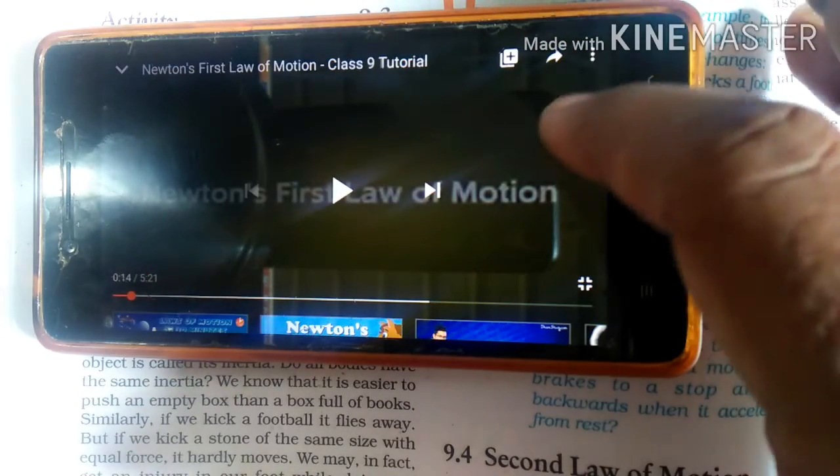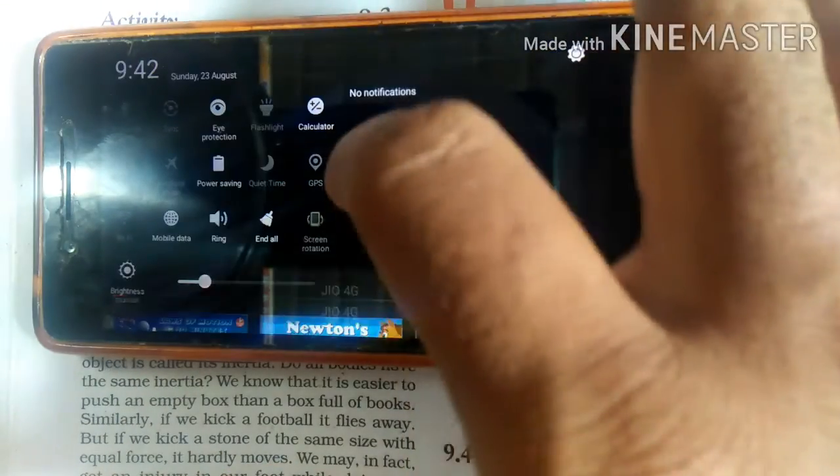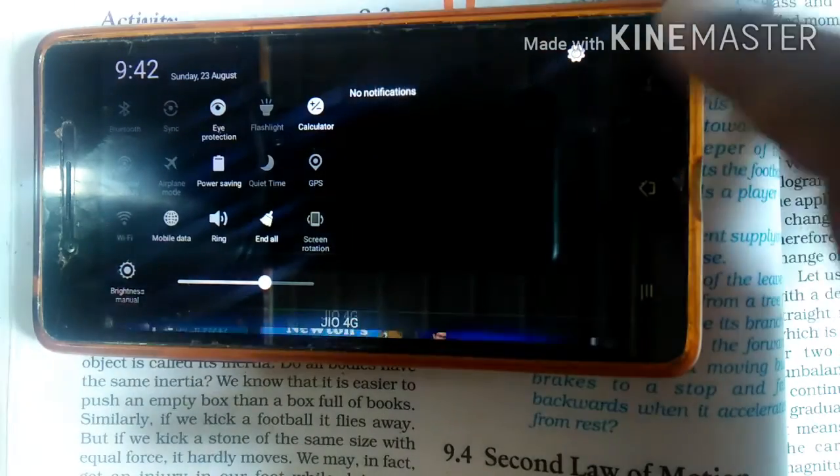Wait student, I will make some clarity. I will also increase some brightness.